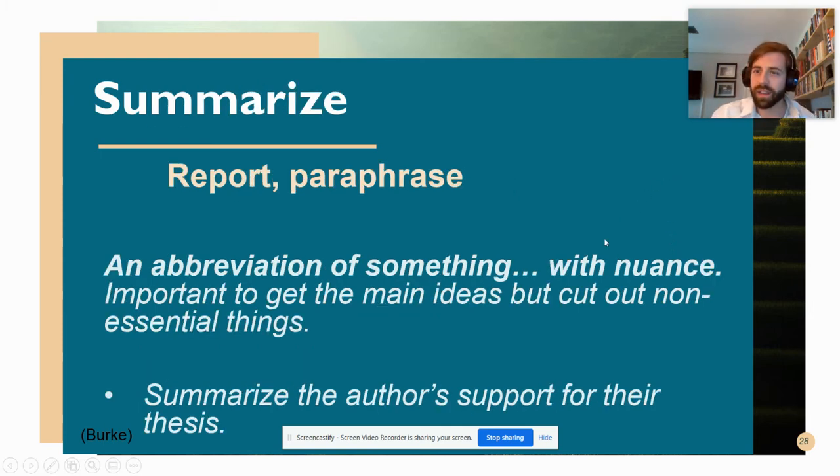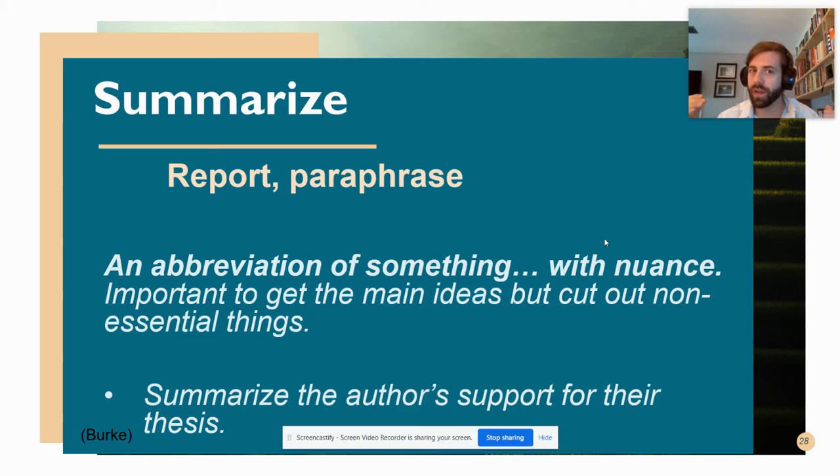And then lastly, this one is maybe the trickiest verb to get right. If I ask you to summarize something, it means to shorten it, get down to those main ideas, paraphrase what's really going on here. So it's an abbreviation of something, but it's an abbreviation with what I'm going to call nuance.